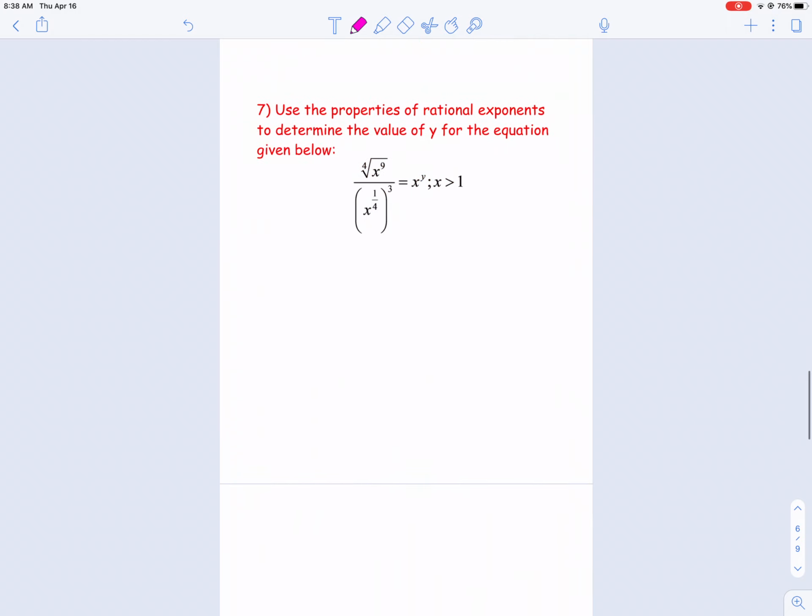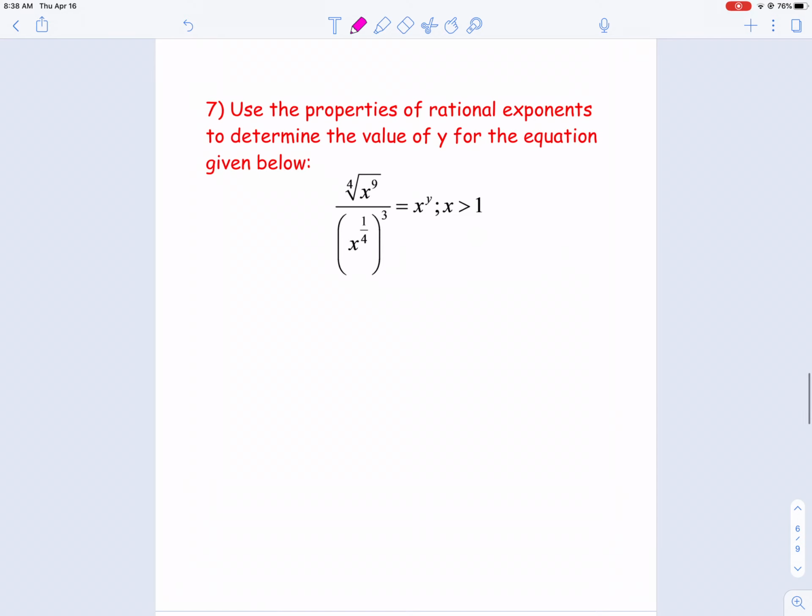Okay, I'm going to 7. So 7 says, use all your properties of rational exponents to determine the value for y. Okay, this was a Regents question a few years ago. It looks, again, super intimidating. And what are they asking you to find? Determine the value of y. Look at what y is. Y is just the exponent. That's all they want. Find the value of the exponent.